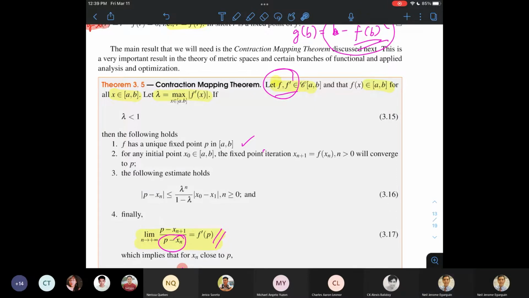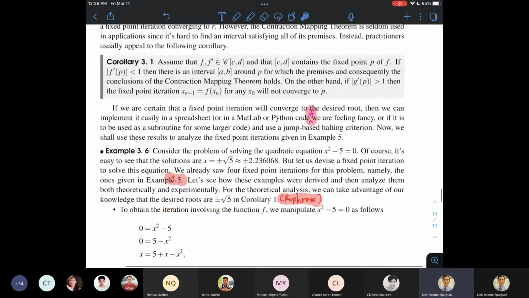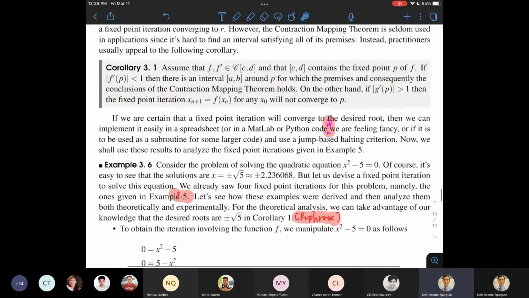Now, thanks to some mathematicians, merong alternative para sa mga practitioners. Ano yung mga pwede nilang gamitin? Kasi ang hirap i-guarantee or i-satisfy yung premises ng CMT. Now, for that, we will use corollary 3.1. Okay. Ano yung sinasabi ng corollary 3.1? Well, okay. Same conditions, but this time we are looking for the continuity of F and F prime on a closed interval CD. And that CD contains a fixed point P.